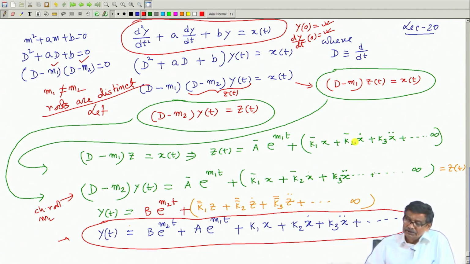The solution due to forcing function will be a linear combination of x and its higher order derivatives, and the natural response will be a into e to the power m 1 t plus b into e to the power m 2 t, where m 1 m 2 are the characteristic roots of the equation. If you have understood this in one stroke, you can at least write down the nature of the solution.